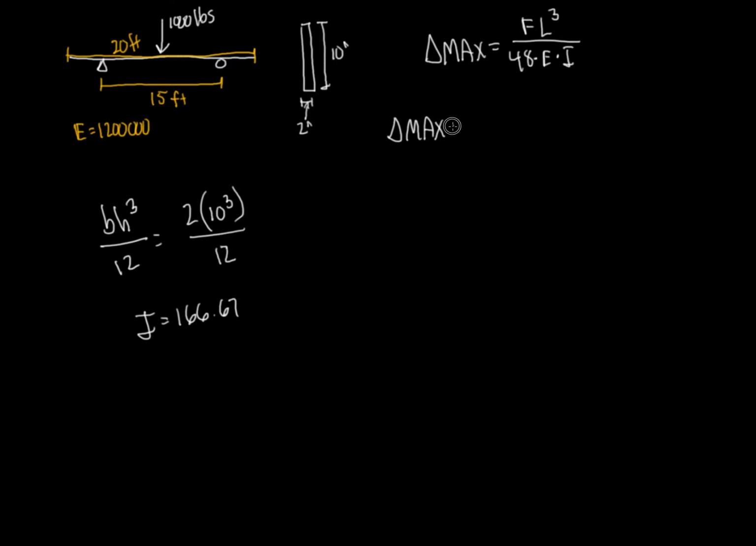Delta max. And what I'm also going to do is figure out that length. So we're going to use the distance between the supports. Always between the supports. The fact that this is extending doesn't matter. You want the distance between the supports. So we're going to take that 15 feet and convert it into inches. So 15 feet is 180 inches. Just to write it out here so you guys can see it: 15 times 12 equals 180 inches.